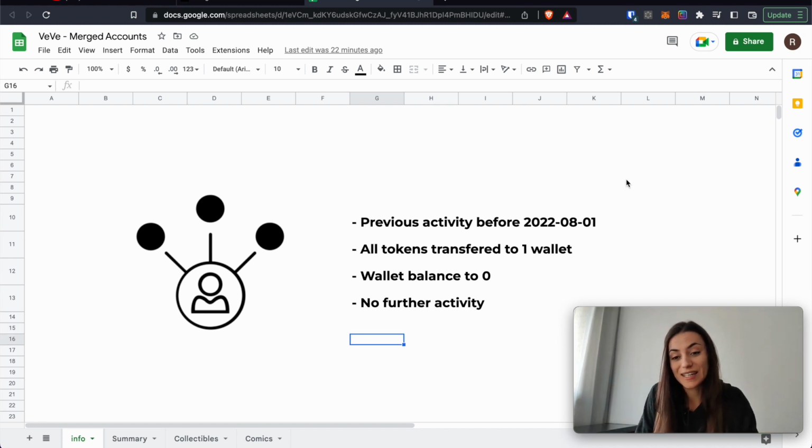And so with these rules in place, I am quite confident that I am capturing all merging accounts and that I have very few, if any, falsely flagged wallets as merged accounts in there. So that's just to describe how I identify these account merges. And next, of course, we want to get into the data.